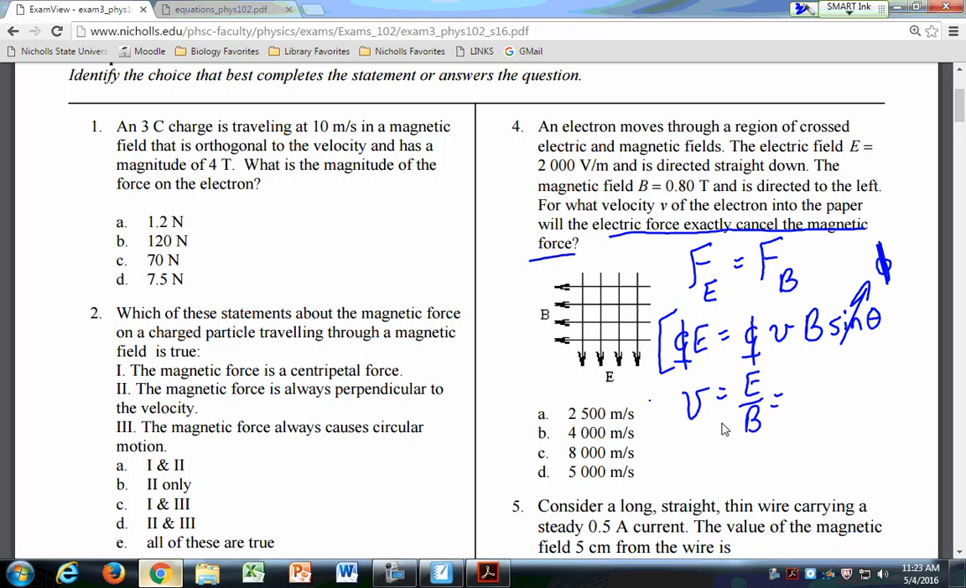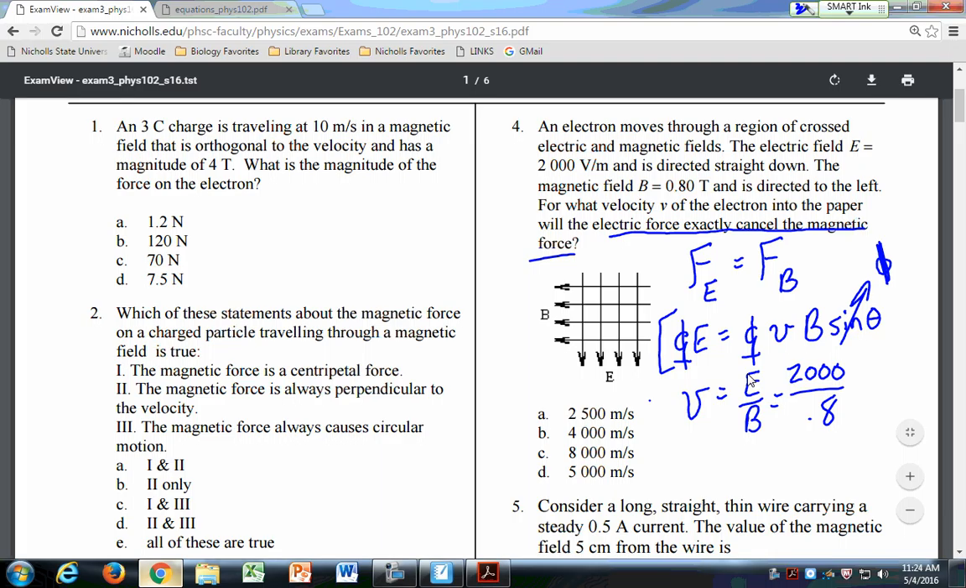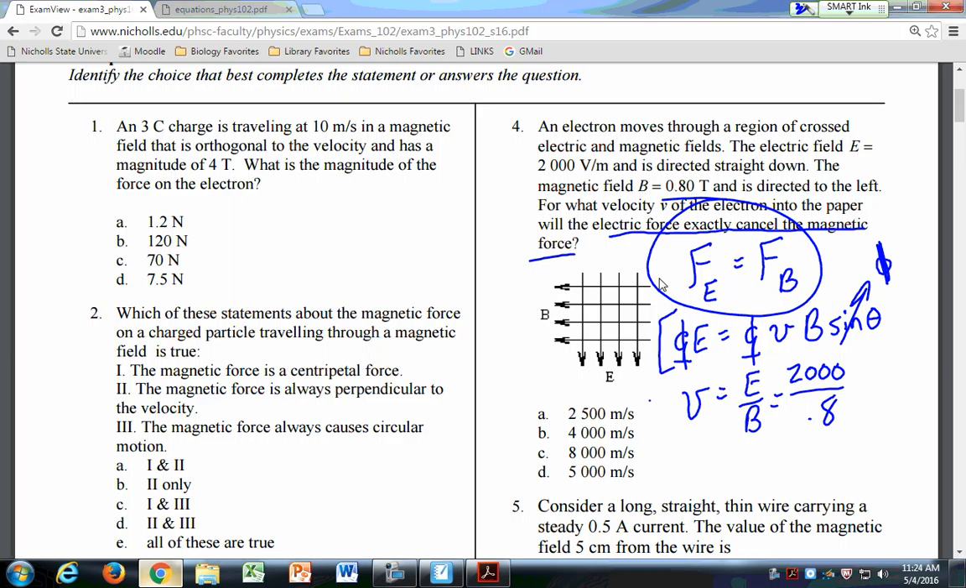E was 2,000. B was 0.8. That's not 2,500, is it? It is? Okay, so A is the right answer. It looks difficult, but if you get this, that my electric force has to equal my magnetic force, then it becomes not that difficult.